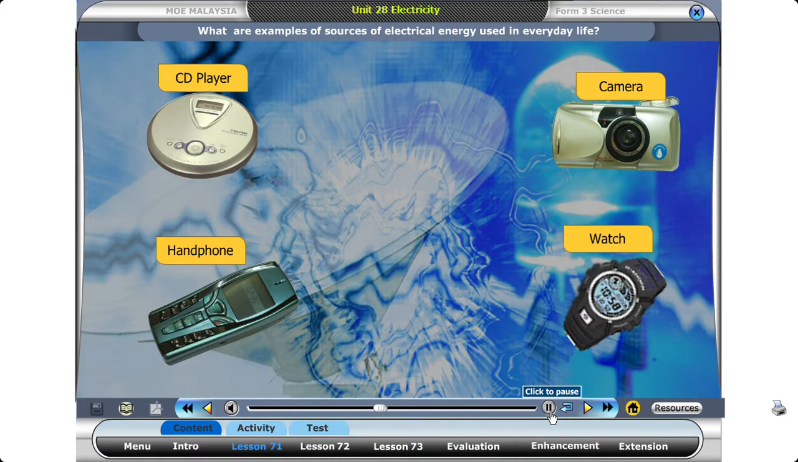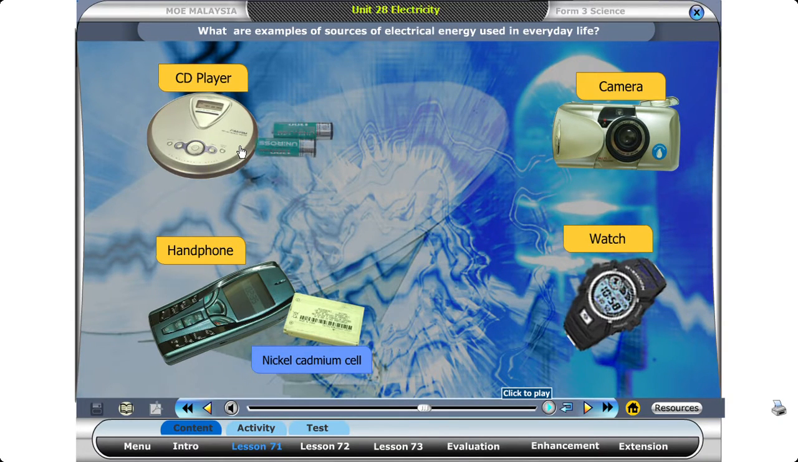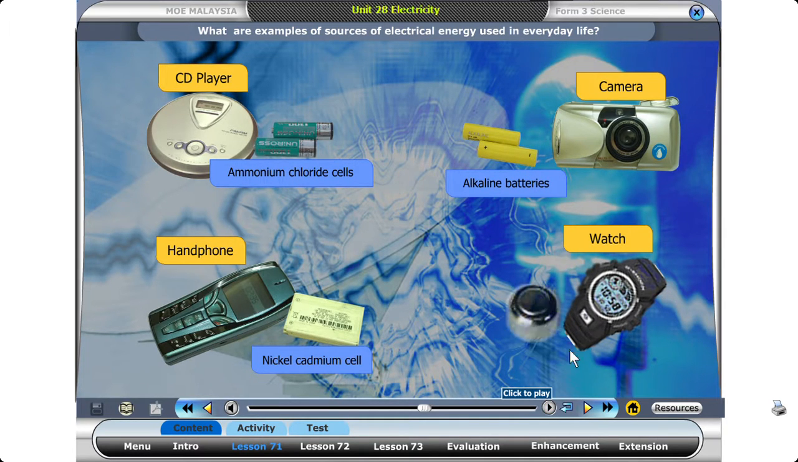What is the source of electrical energy for these appliances? These appliances run on electric cells. There are different types of electric cells. Click on each picture to find out the types: nickel-cadmium cells, ammonium chloride cells, alkaline batteries, lithium cells.